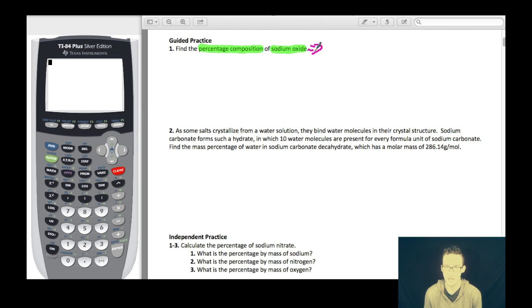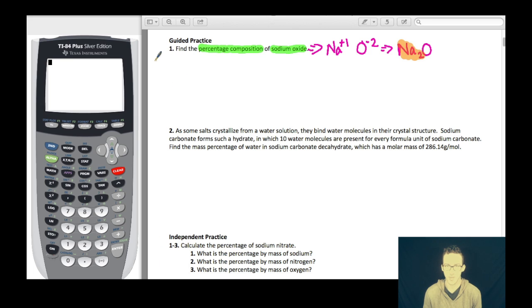As I look at this, I know I've got sodium, which will form the +1 ion, and oxide, which will form the -2 ion, which means that if I do my nifty crisscross method, the final formula for sodium oxide is Na2O. Okay, so the question now becomes, well, what percent by mass of this compound is sodium and what percent by mass of this compound is oxygen?